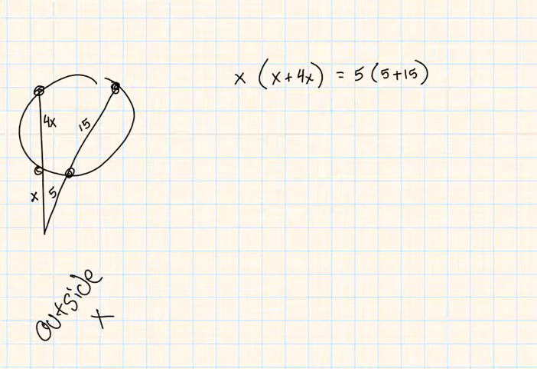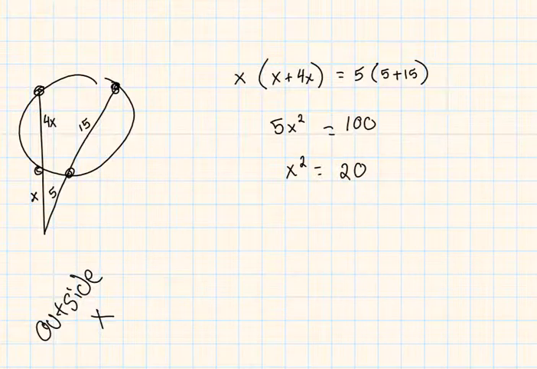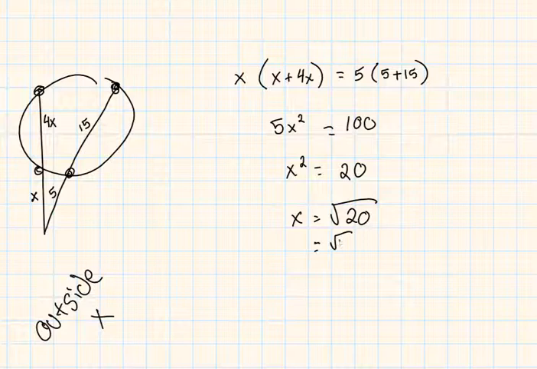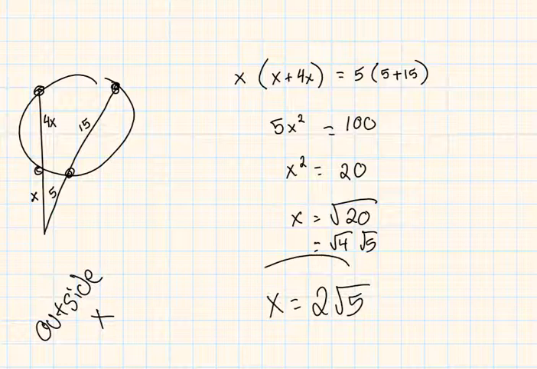So we would have to distribute. We can combine our like terms and then distribute. In either case, we'll get 5x squared equals 5 times 20, or 100. And then we divide and we get x squared equals 20, so x equals the square root of 20. If I were to ask for an exact solution, that would be square root of 4 times square root of 5, or 2 radical 5. However, it is likely on the test I'll just have you round instead.